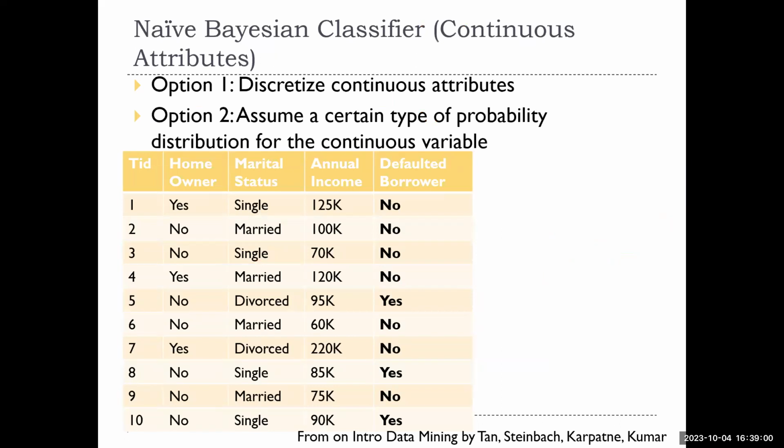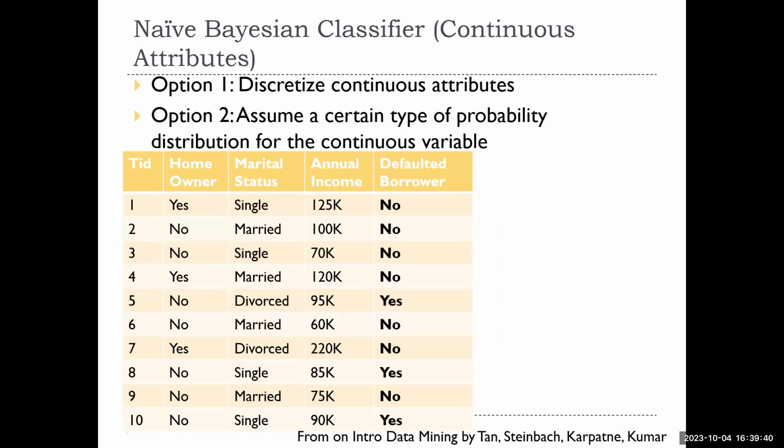Annual income is continuous, others are categorical: homeowner is categorical, marital status is categorical, annual income is continuous. So you may need to assume that there is some distribution. This is the easiest way, and this is an acceptable solution. For example, you may assume that annual income has a Gaussian distribution, the normal distribution.